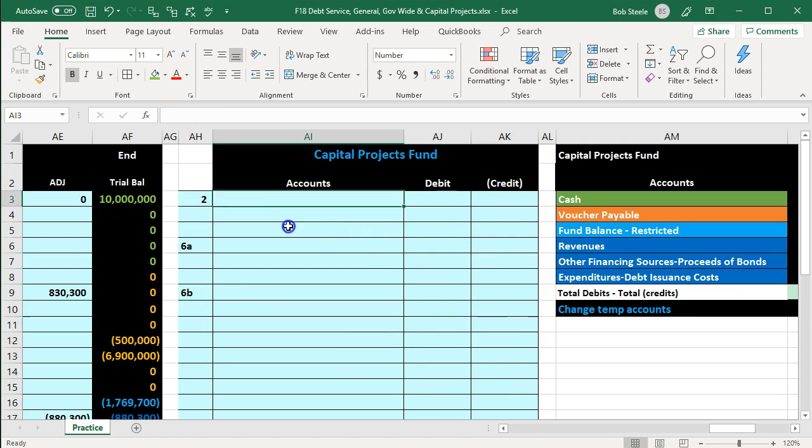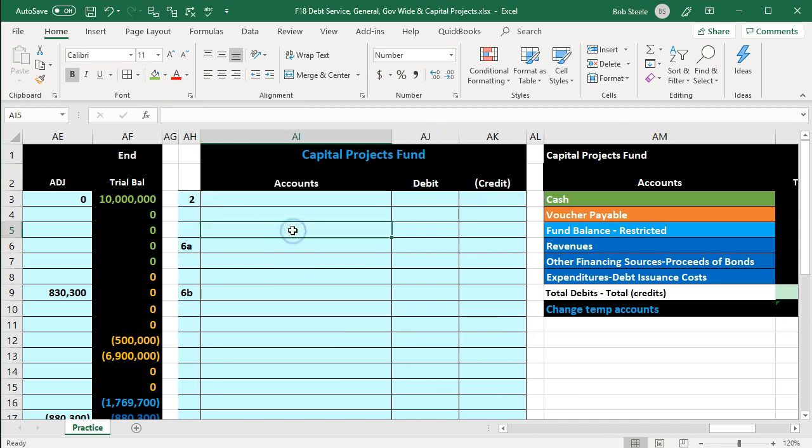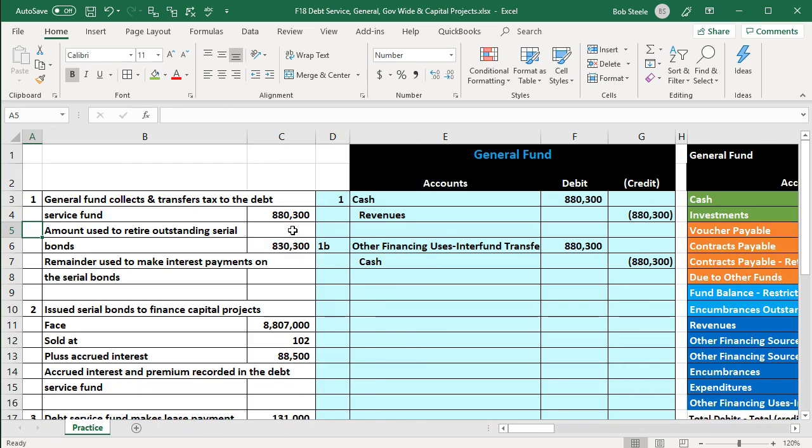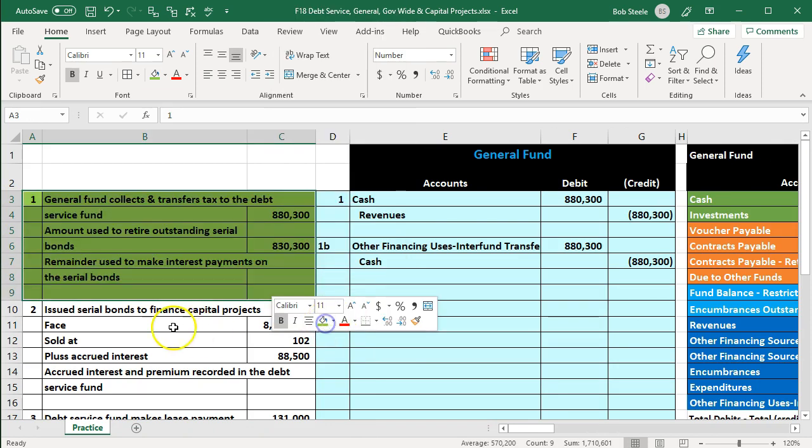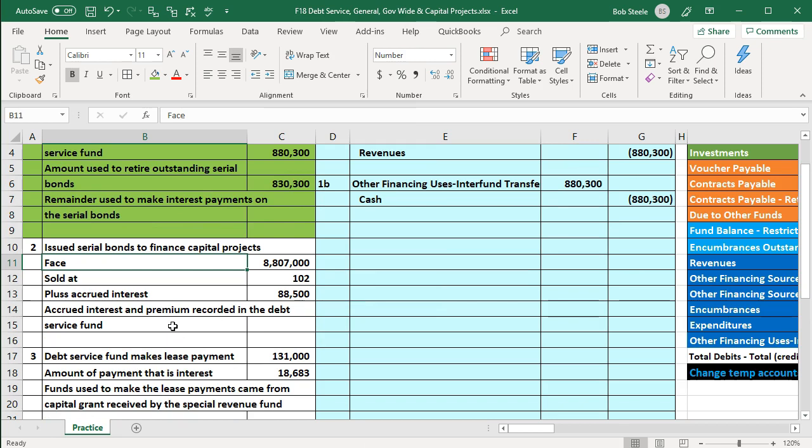The last fund we've been working with is the Capital Projects Fund, and there's not going to be any transaction within the Capital Projects Fund for the first item. So let's scroll back over. Let's go to the second one. I'm going to go ahead and highlight this and make it green to say that we've done that one. We are now on number 2.